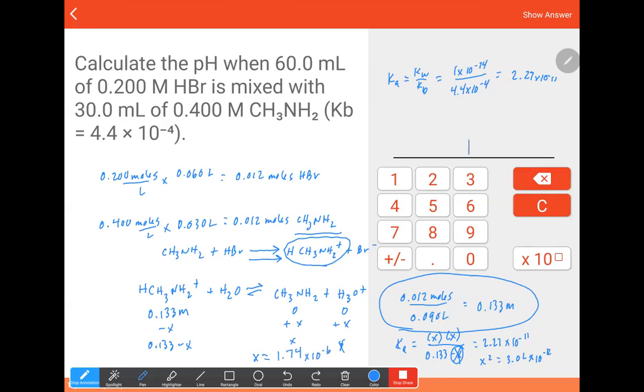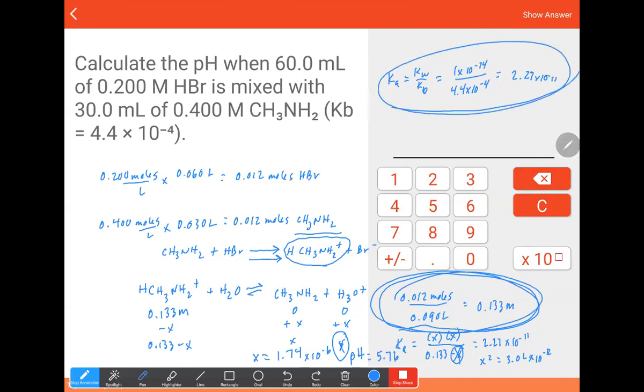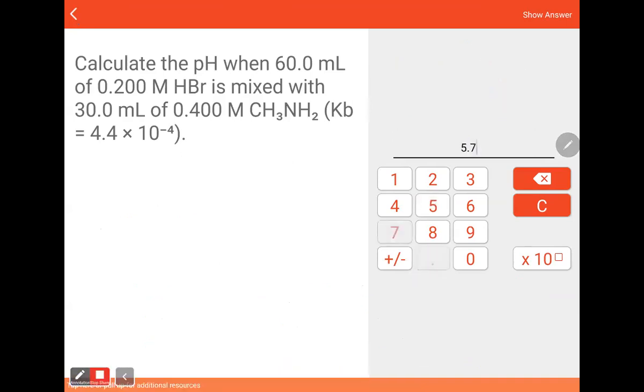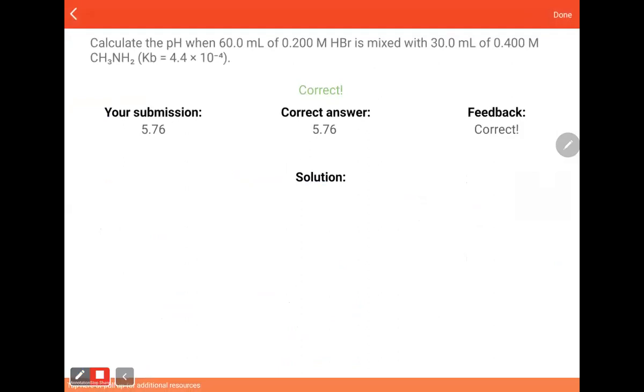Now pH will be negative log of that number. So negative log of that answer, because this is x, right? X is H3O plus, so pH is equal to 5.76. So a lot of work in this, keeping it all straight. Big things are, don't forget concentration, don't forget to switch to Ka. Okay, so 5.76. There we go.